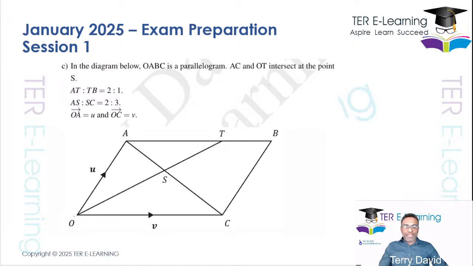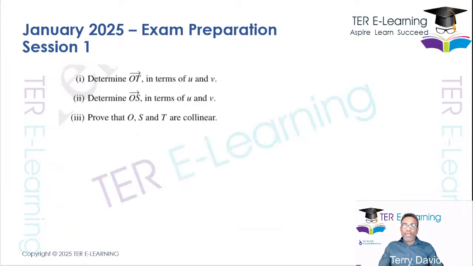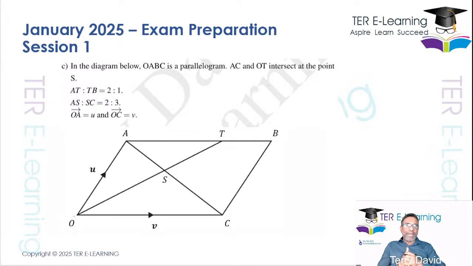We have 1 more part of this question here to complete the paper. These are 10 questions that we would have done. So we have a diagram here. The diagram shows a parallelogram OABC. AC and OT intersect at the point S. And they gave us some information here. They said AT to TB is 2 to 1, so this ratio here is 2 to 1. And AS to SC is 2 to 3, so this here is 2 to 3.